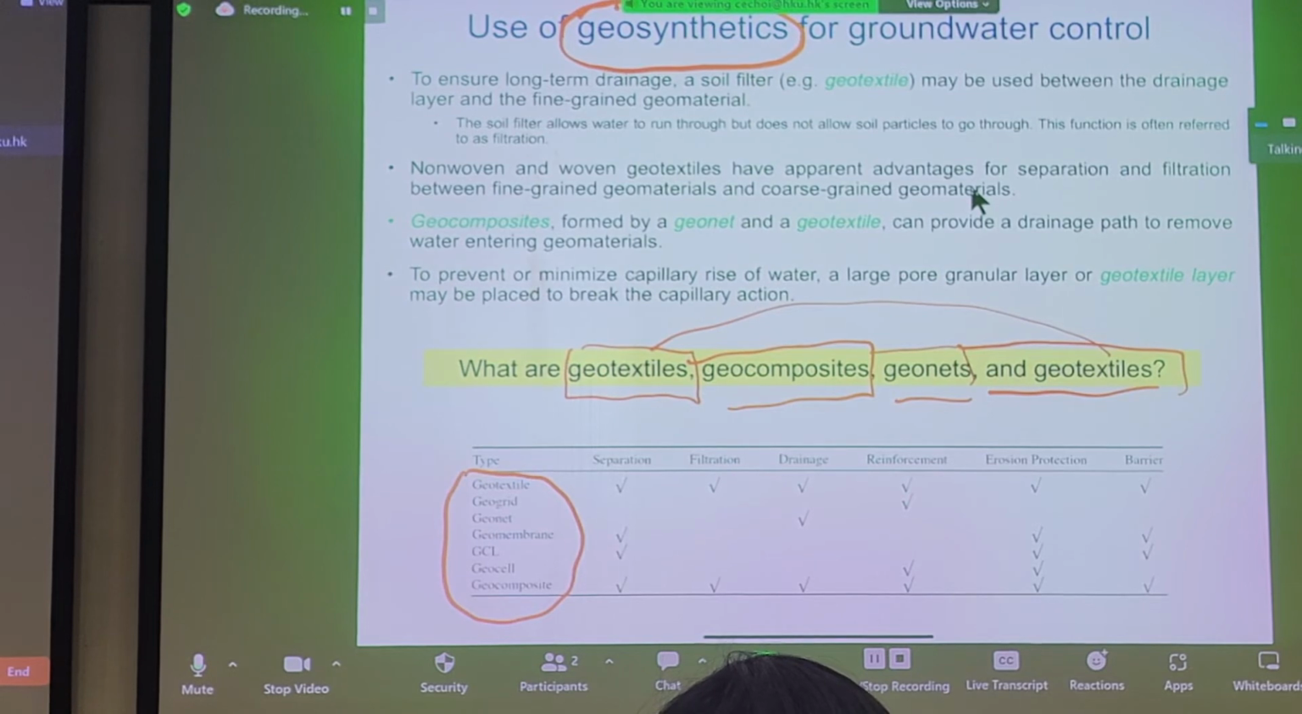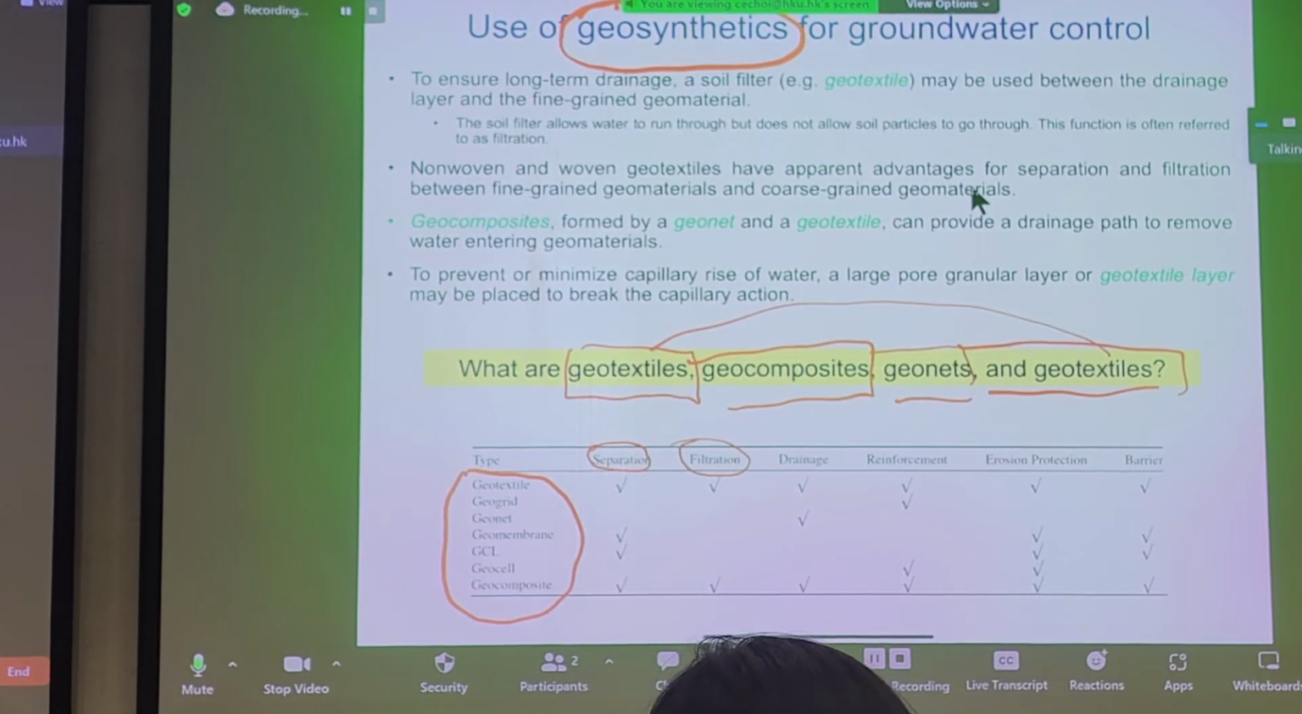Of course, some of these geosynthetics can be used for various types of applications. Separation may be trying to separate, let's say, a fine silt layer from a coarse gravel layer. You don't want your coarse gravel to mix with your silt material because you're trying to design some sort of foundation for your highway embankment, for example. That's what separation is.